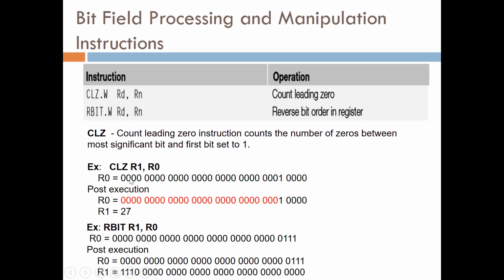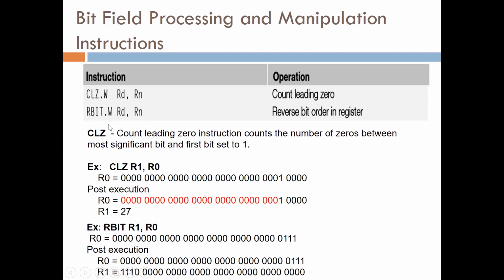It starts counting the leading zeros from the most significant bit till it finds the next logic 1 bit. As this is represented in binary, it starts counting the leading zeros in R0 content from MSB till it finds the logic 1. So here from MSB till here, let us count how many zeros are there. So we have totally 27 zeros. So this 27 will be present in R1 content after execution of this instruction. So what will be the content of R1 after execution? It will have the total number of leading zeros present in the R0 register, starting from MSB till it finds logic 1.